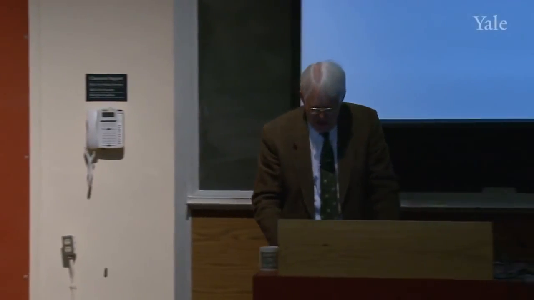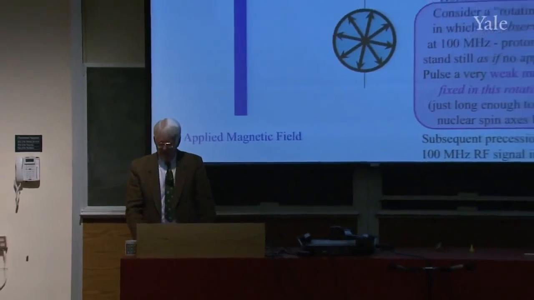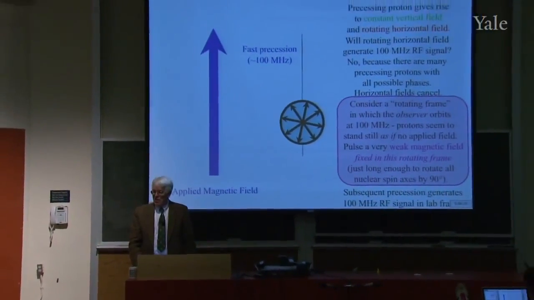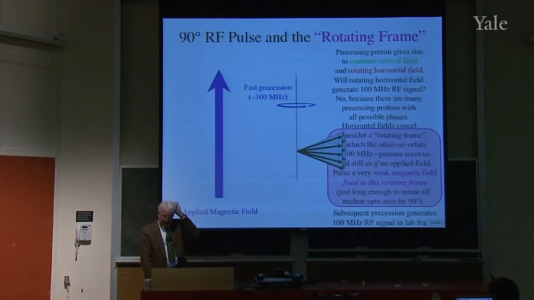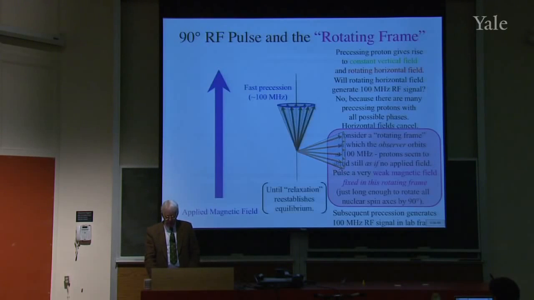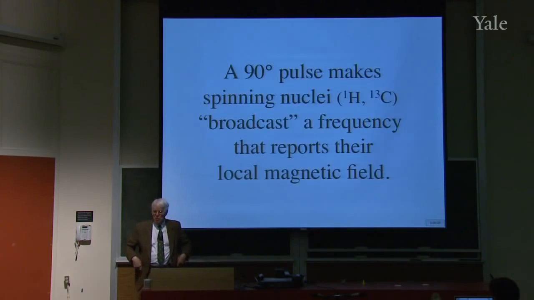So just to finish in a second here. We went into the rotating frame long enough to get them to 90 degrees, and now we go back, and now we see a signal coming out at 100 megahertz. So that's how you do the NMR experiment. They go like that, and that's the signal you see. So it's 100 megahertz in the laboratory frame until they relax and go back to where they started, right? Then the signal goes away. Okay, so that's what we're going to talk about some more.